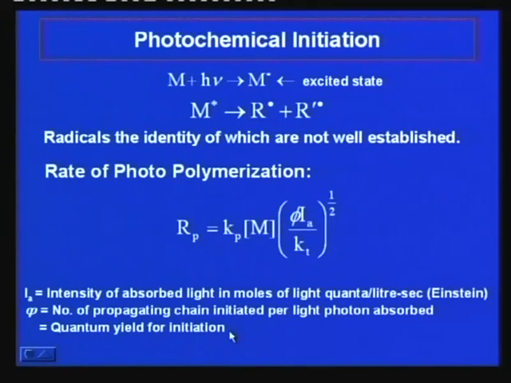Photochemical initiation. The monomer, and this is the light, h nu, and this is the excited state of the monomer when it absorbs light of a suitable wavelength. Once this monomer is excited by light, the bond of that monomer, the pi bond, dissociates, producing free radicals R dot, R prime dot, and that initiates polymerization.